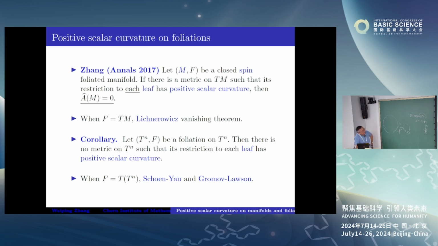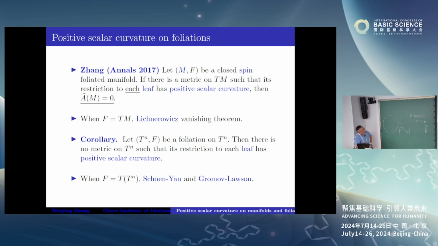So we now assume a foliation. Instead of assuming F is spin, we assume the closed total manifold is spin, with a foliation. Then we make the same assumption that there is a metric on the tangent bundle such that its restriction to each leaf has positive scalar curvature. Then the A hat genus equals 0. Here the A hat genus is the index of the Dirac operator.